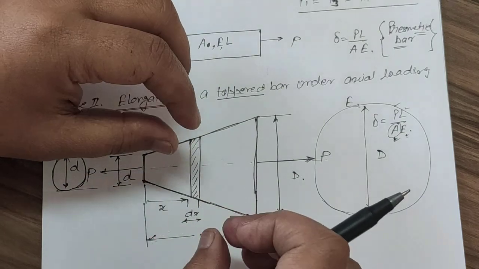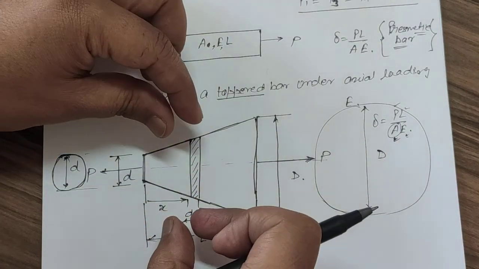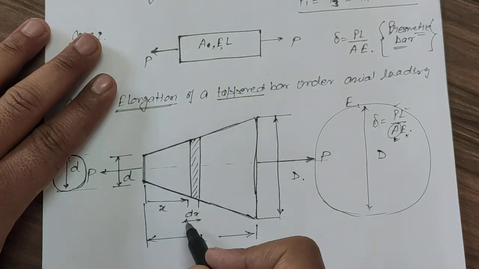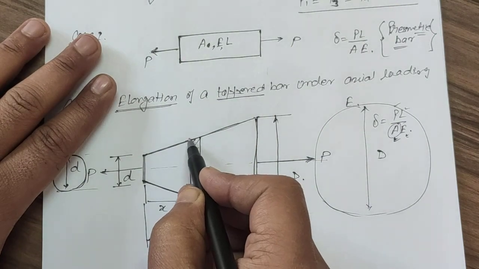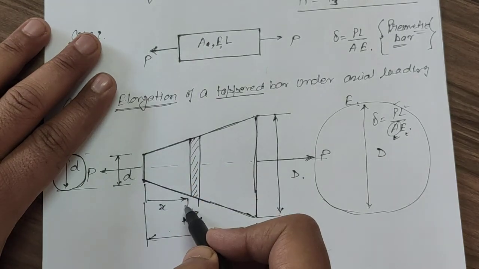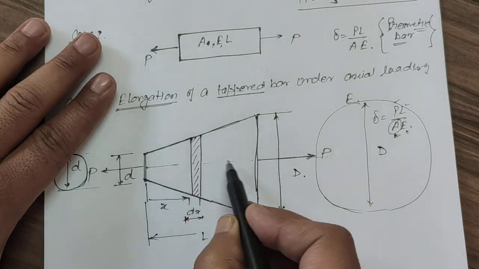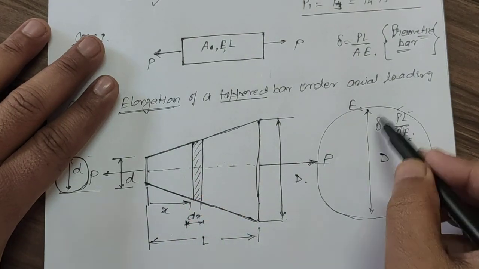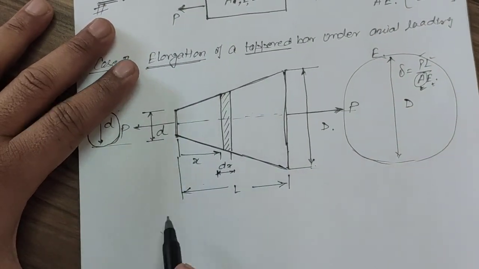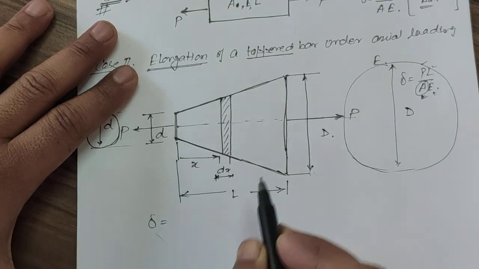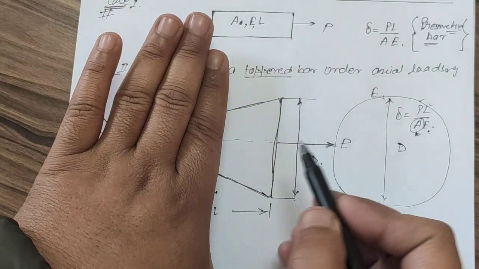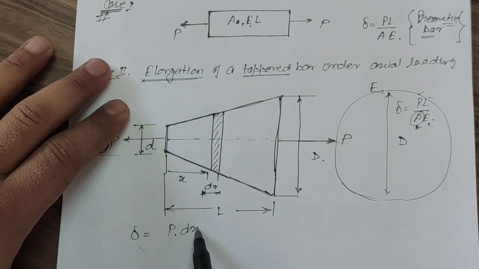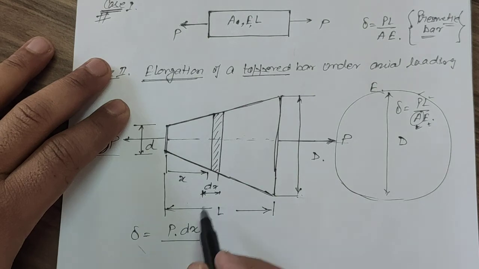So now we will forget our member and take care of this element only. The thickness dx is very small, so we can assume that this is a rectangular section. Now for calculating the elongation, del will be equal to load P, because the load P is acting, times the length of the element, which is dx, divided by the length of the member.